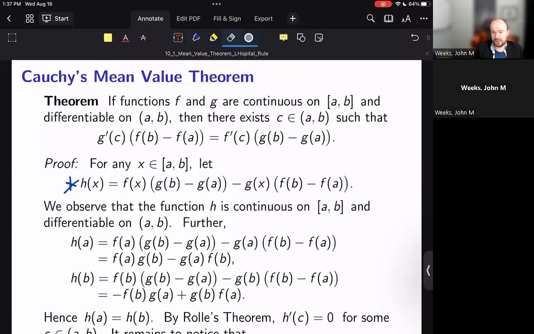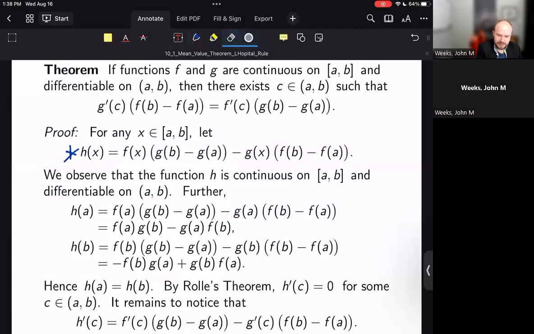Well, first, h is a continuous function. We're just putting continuous functions together and multiplying them by constants. Furthermore, I can say a lot about h(a) and h(b). h(a) is going to be, once everything cancels out, and indeed things do cancel out nicely, f(a) times g(b) minus g(a) f(b). h(b) is going to be f(b) times g(a). Notice the similarity here and here. And plus g(b) f(a). Notice the similarity between here and here. In fact, the two values are going to be equal to each other.